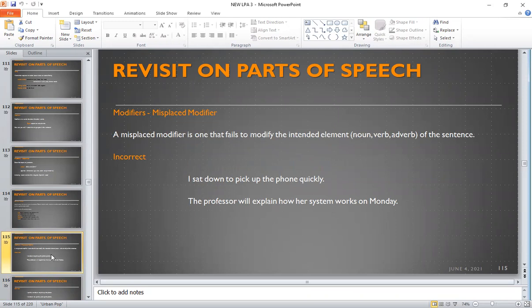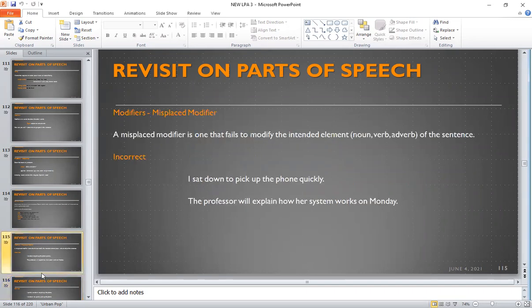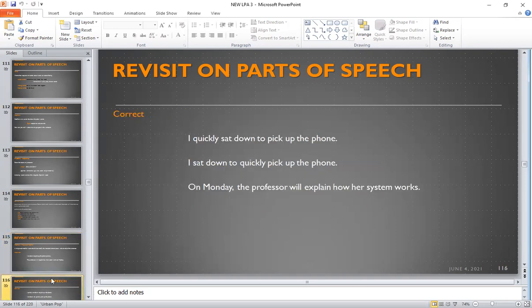However, the correct sentence should be, I quickly sat down to pick up the phone, or I sat down quickly to pick up the phone. Next, the professor will explain how her system works on Monday. Correct: On Monday, the professor will explain how her system works. This is just the positioning of the words in a sentence.